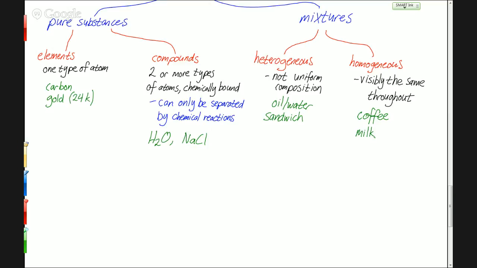Air? Where does that fit? Which side? Homogeneous? Yeah. What's in air? Oxygen, nitrogen, carbon dioxide, various other things. And you certainly can't see that. Even if you could see the air, we wouldn't say the oxygen's over here and the nitrogen's over here. It would all be mixed together.